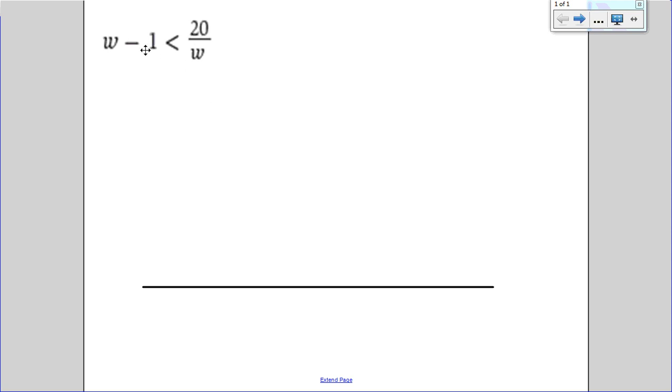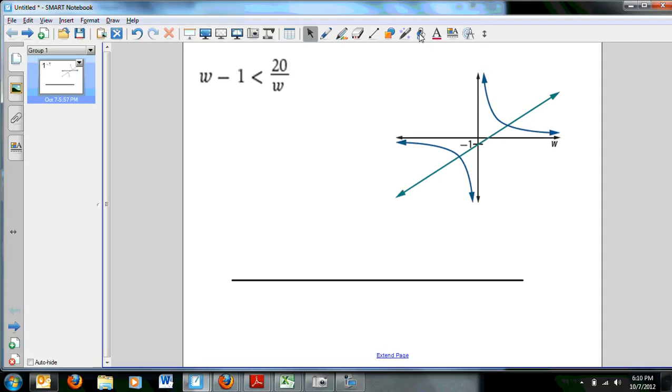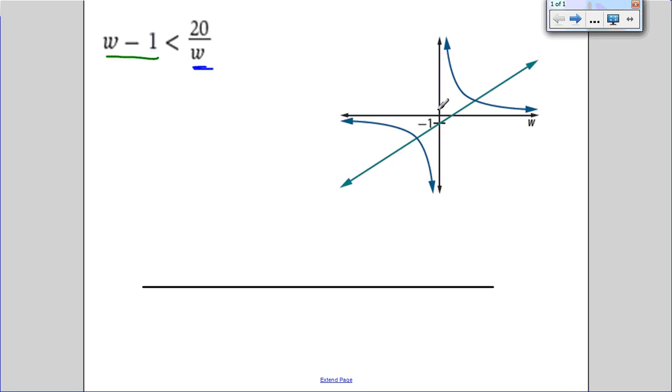So what we've been doing is putting this in y1, and this is y2, and I just made a quick graph of that right here. We can see our linear function is the green line, and then the inverse is the blue. So let's label that. Now from here, we can visually see where that line is underneath, but we really need to know where these intersection points are, because those are going to be the breaking points of when it's above or below.